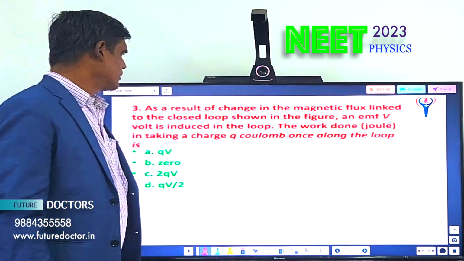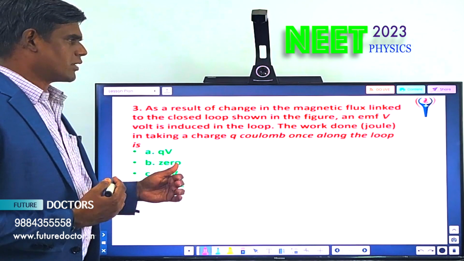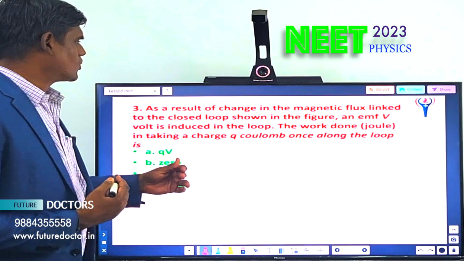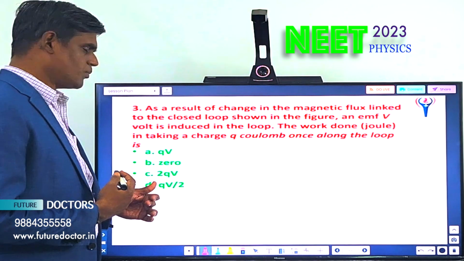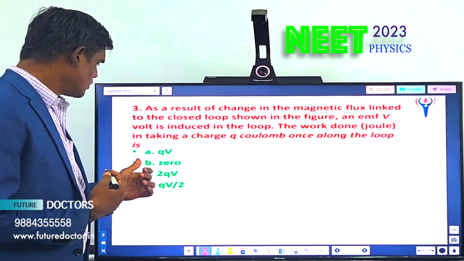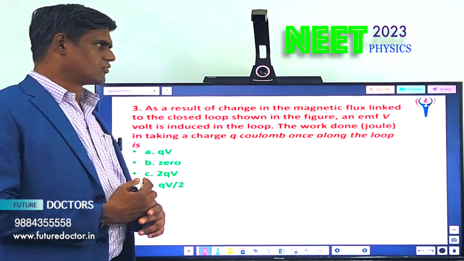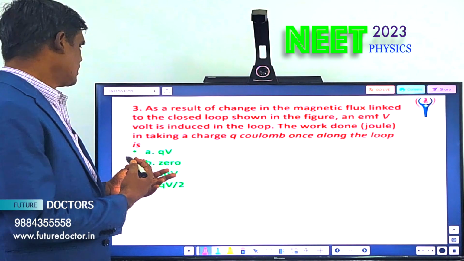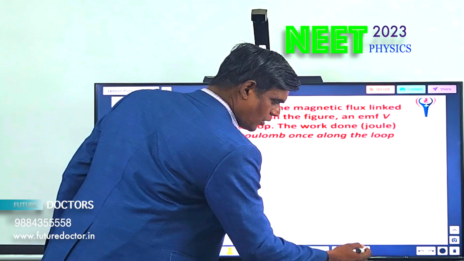Let's move to question number 3. As a result of change in the magnetic flux linked to the closed loop shown in the figure, an EMF V volt is induced in the loop. Work done in taking a charge of Q coulomb once along the loop is dash. A option QV, B option 0, C option 2QV, D option QV by 2. Here you should know the relationship between work done, magnetic flux and potential. By knowing the formula, you can derive the solution.